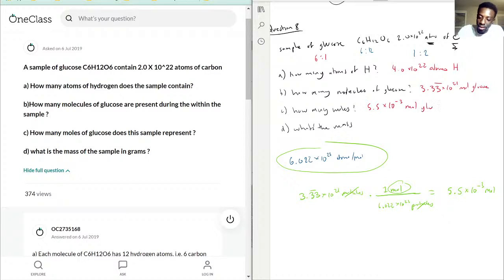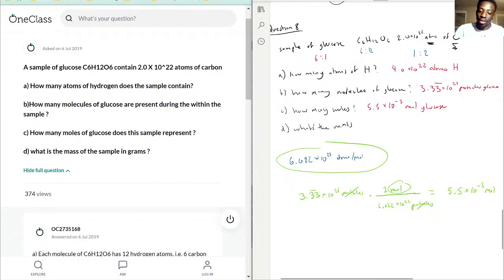And here, just to avoid confusion, instead of saying molecules, I'm going to say particles. That way we don't say mole and molecule and get confused. So we have 4.0 times 10 to the 22 atoms, 3.3 repeated times 10 to the 21 particles, and 5.5 times 10 to the negative 3 moles.